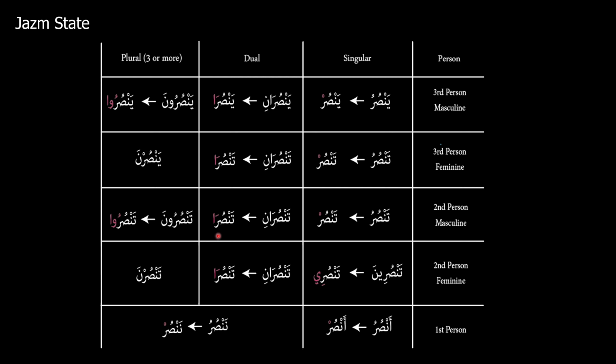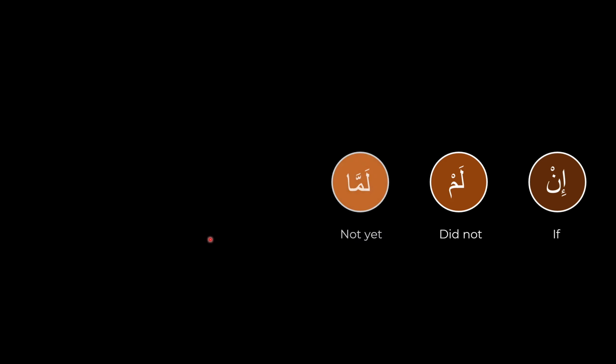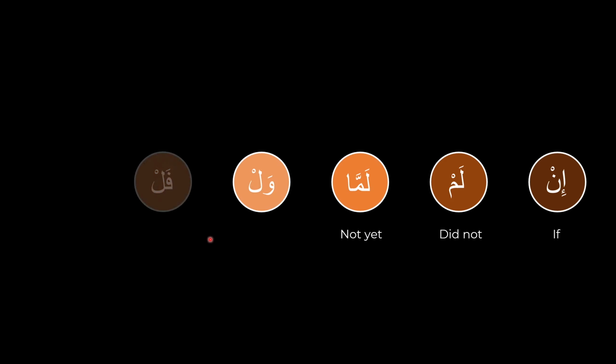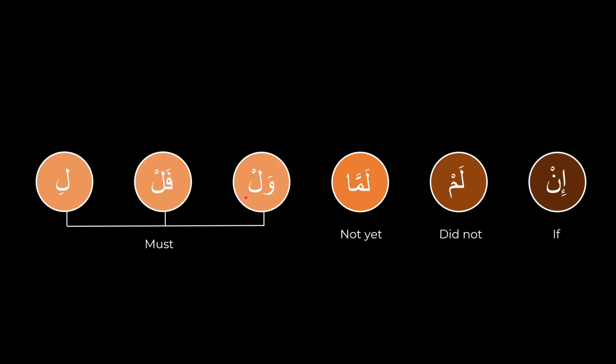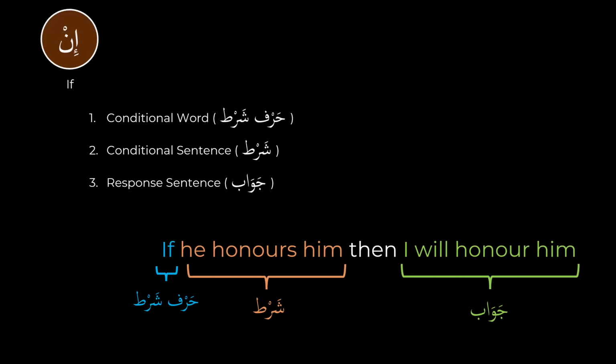So now let's take a look at the huruf that cause the present tense verb to go into a majzum state. There are 4 huruf. We have in, lam, lamma, and then it's wal, fal, and li, and wal, fal, and li work the exact same way. So now let's take a look at each one of these.